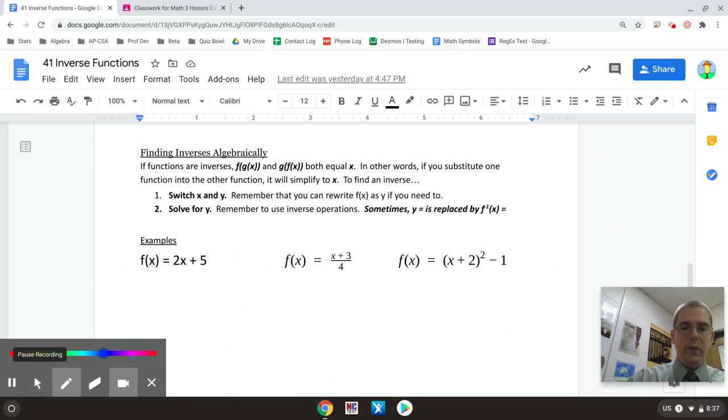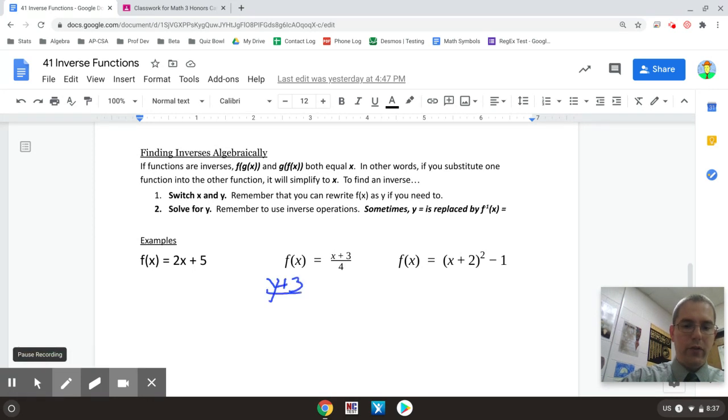Okay, on this next one, we need to start by switching x and y. So instead of x plus 3 over 4, I'm going to have y plus 3 over 4. And that's going to be equal to x. And remember, f of x is the same thing as y, so I change the y to an x and move it to the other side.